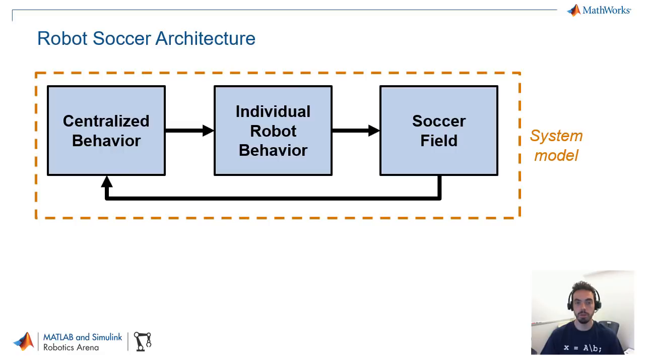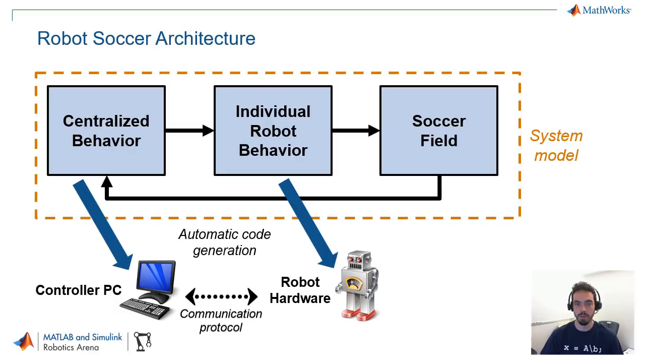What we'll show with MATLAB and Simulink is that we're going to create a system model of this entire set of components that represent the complete robot soccer game. And we'll end by also showing how this is useful for actually implementing things on your real robotic soccer system. So for example, the centralized behavior or that referee might go to a controller PC.